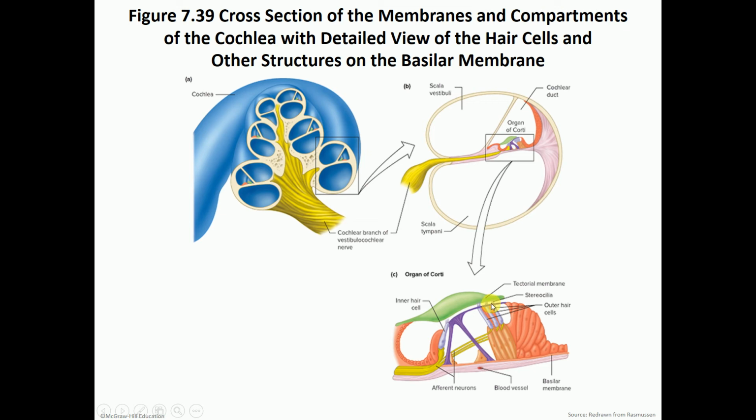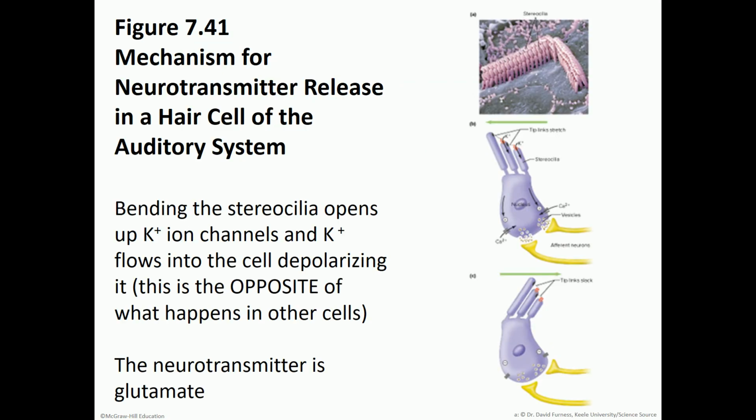Those little hairs are going to touch a membrane known as the tectorial membrane. And as the waves pass through the scala vestibuli and the tympani, that is going to lead to the bending of these hair cells. And as these hair cells bend, they are going to depolarize, and that would lead to their stimulation. So here you can see how we change sound waves into an action potential.